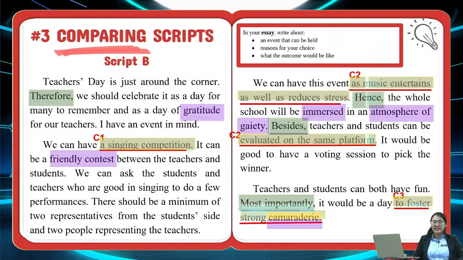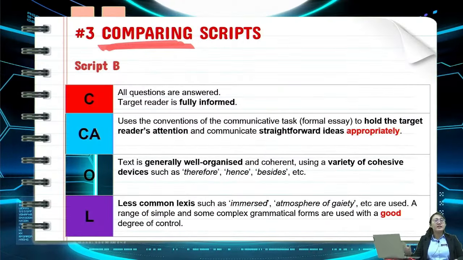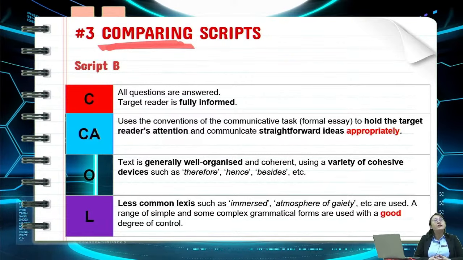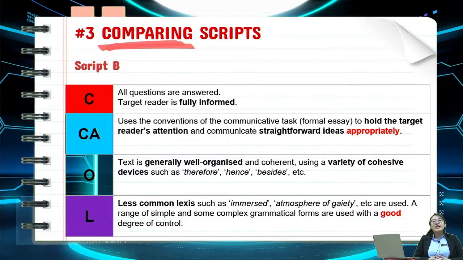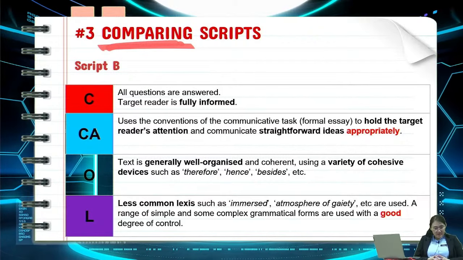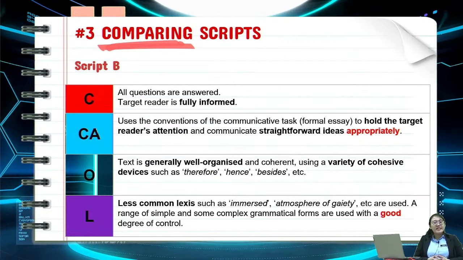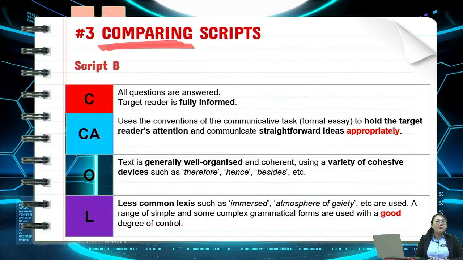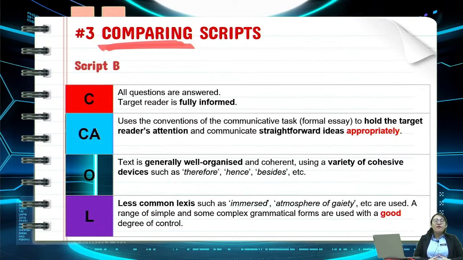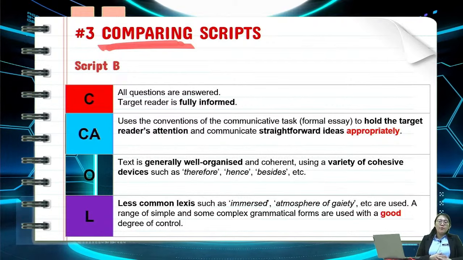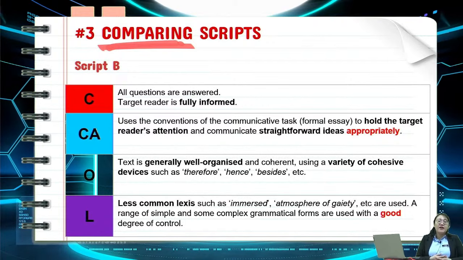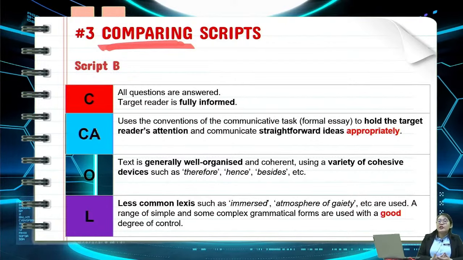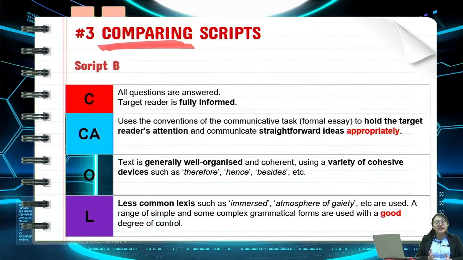Some less common lexis. Okay, let's look at the comments. So for content, based on what we have analyzed just now, the target reader is fully informed because the tasks are all fulfilled. As for CA, communicative achievement, this piece of essay is able to hold the target reader's attention and it communicates straightforward ideas appropriately. It's accurate. For organization, like we've seen just now, we are able to identify a variety of cohesive devices that is used. It is not repeated. The student does not repeatedly use the same cohesive devices. There's a variety of it.